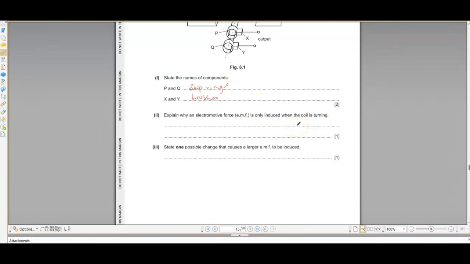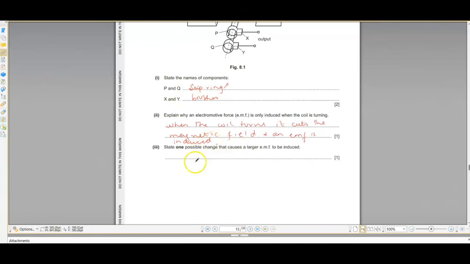It is induced when the coil is turning because it cuts the magnetic field, and that is why the EMF is induced. So we are going to write that when the coil turns, it cuts the magnetic field and an EMF is induced. So this is out of the way as well.